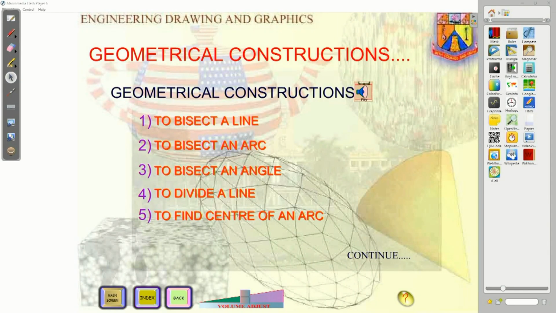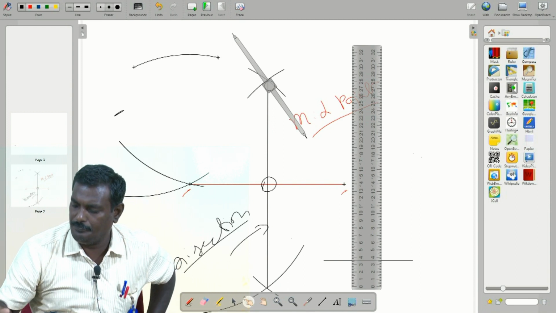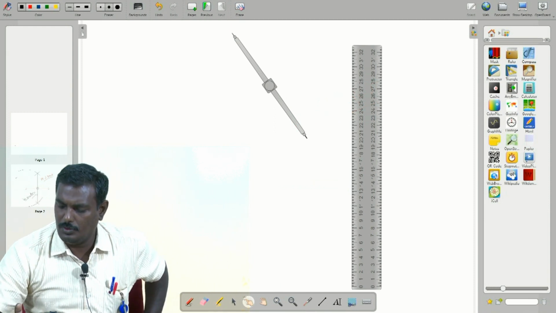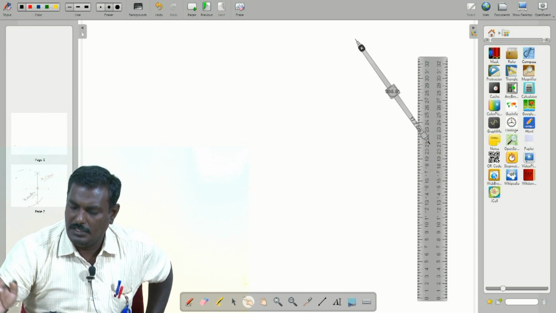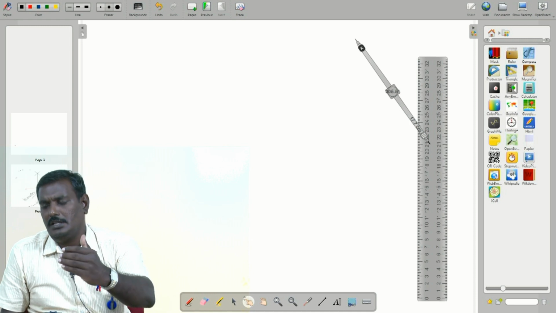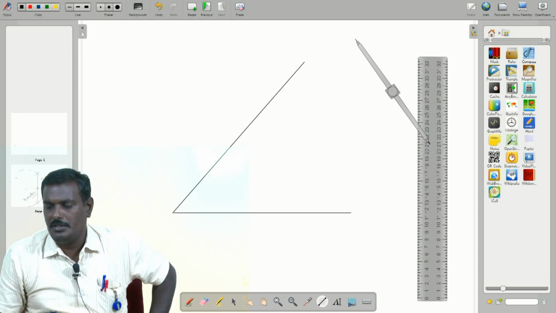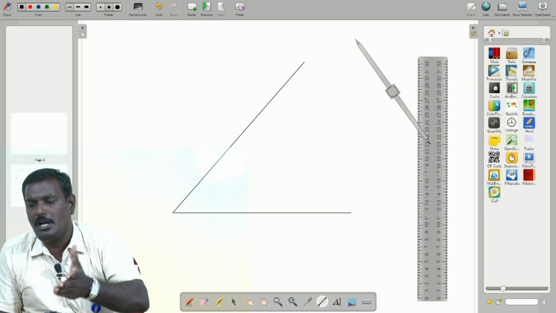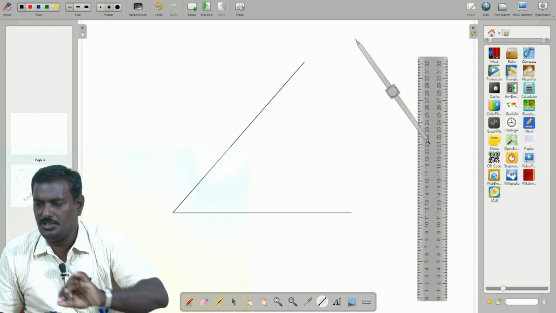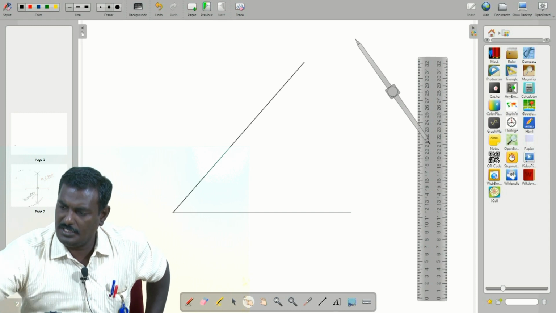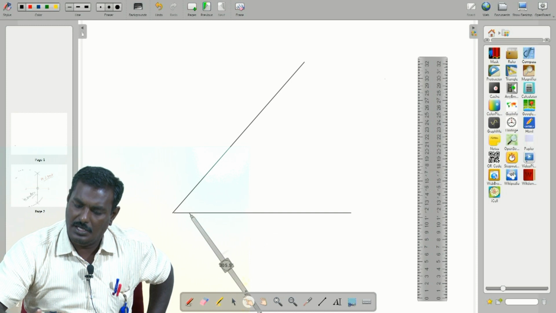Similarly, to bisect an angle, to divide a line, to find the center of an arc, we have to see one by one. First, to bisect an angle, we have to draw a line. There are two lines. So, how to bisect an angle? There is an angle. In a similar fashion, you have to take the compass and keep it at this end.